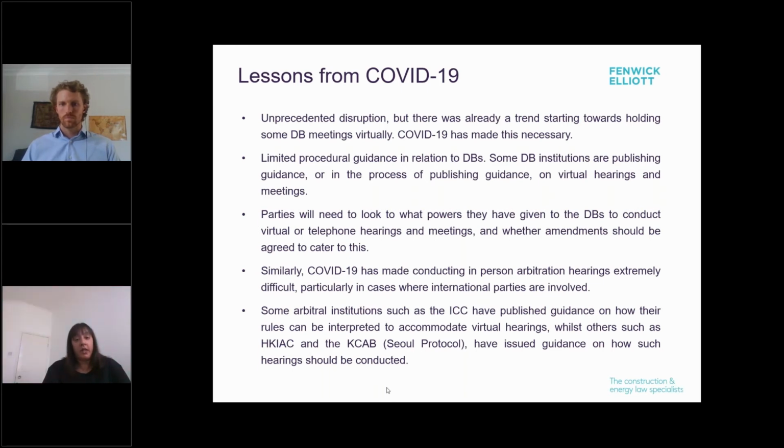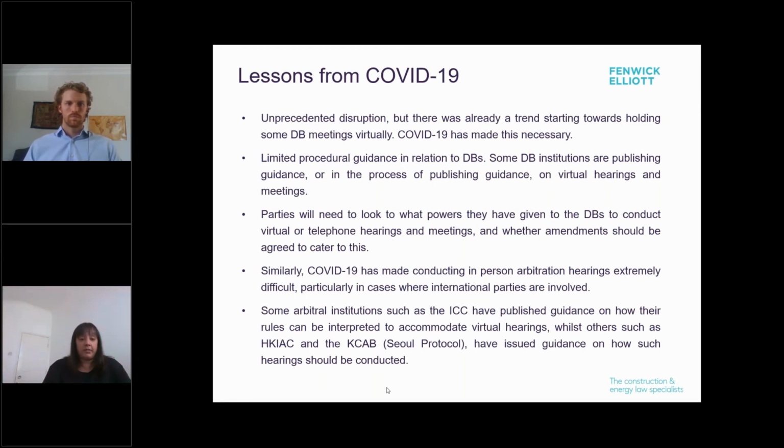Prior to COVID-19, there was a trend starting towards holding some meetings and hearings virtually. This was, however, happening by agreement of the parties, whereas now that virtual meetings and hearings are in many cases the only option, there are issues as to how this can be catered for. For arbitration, some arbitral institutions, such as the ICC, have published guidance on how their rules can be interpreted to accommodate virtual hearings, whilst others, such as the Hong Kong International Arbitration Centre and the Korean Commercial Arbitration Board, have issued guidance on how such hearings should be conducted.